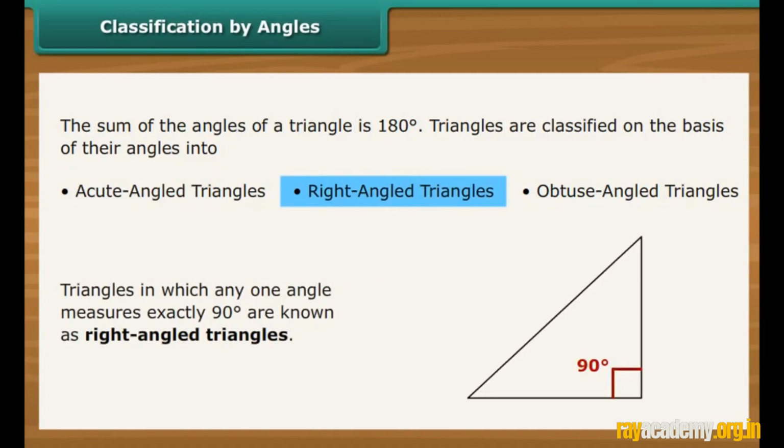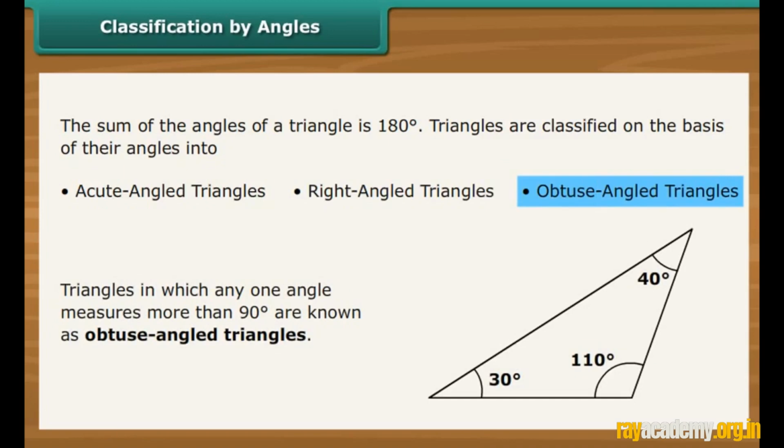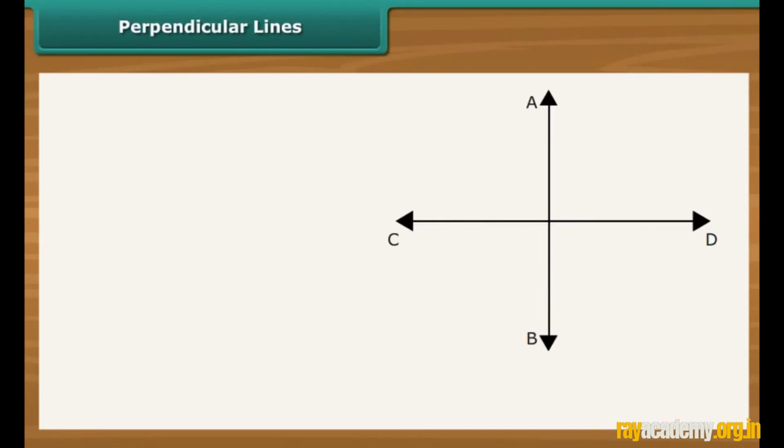AB intersects CD. The point of intersection of the two lines is O. The four angles formed at the point of intersection are 90 degrees each. Therefore, the two lines are said to be perpendicular to each other. If O is also the midpoint of CD, then AB bisects CD because it divides CD into two equal halves.